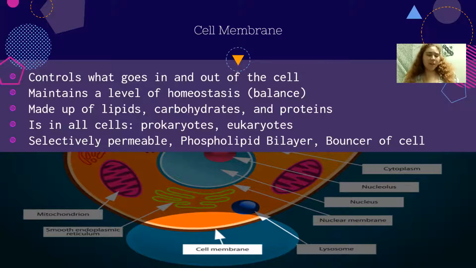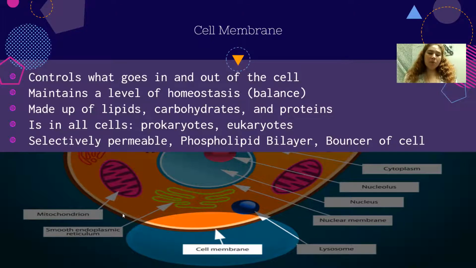Homeostasis means balance, and that's what this entire unit is about, how we bring balance to the cells and how cells maintain balance. Cell membrane is made up of lipids, carbohydrates, and proteins. That's 3 of the 4 biomolecules. And as in all cells, prokaryotes and eukaryotes, every single cell has a cell membrane. The cell would not live if it did not have a cell membrane.